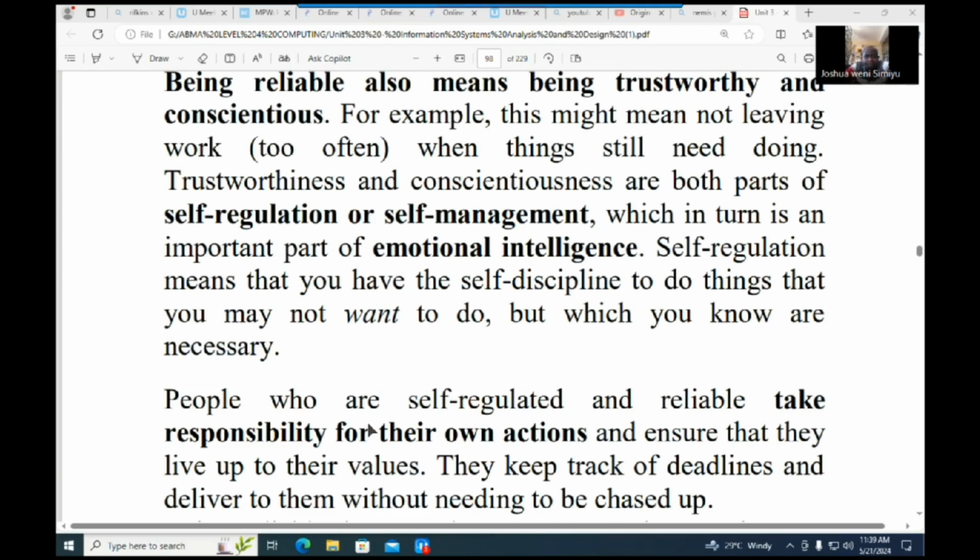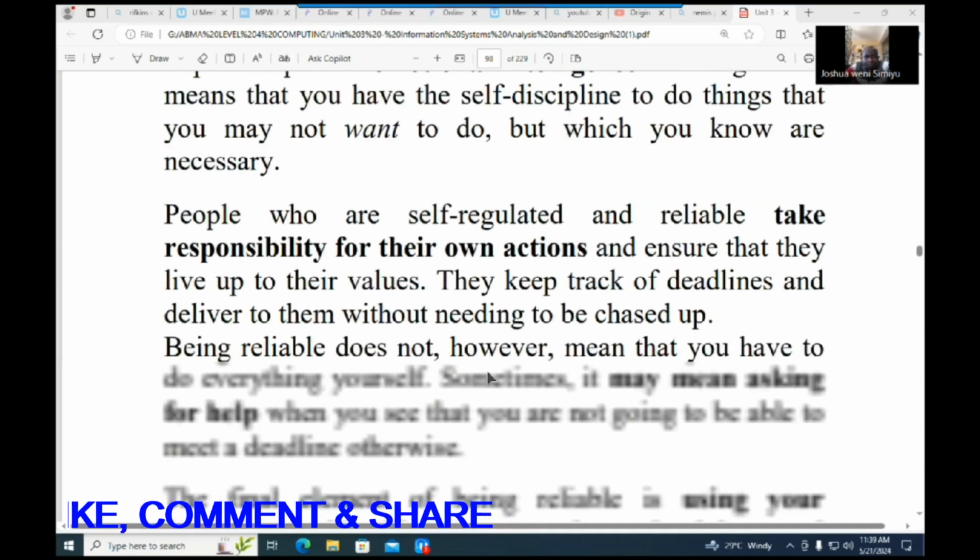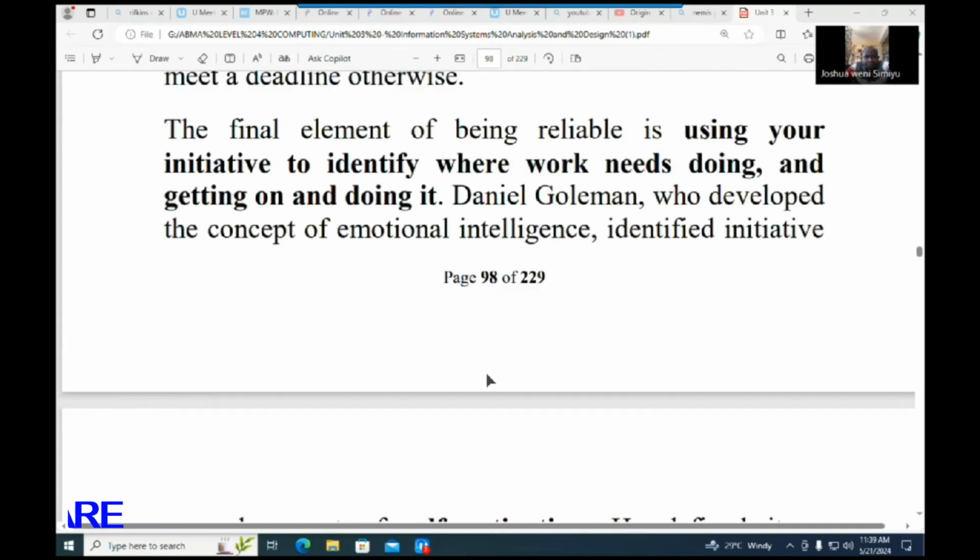A good person who is actually able to manage themselves is going to stay over and then travel later. So that is what it means by self-management. And the final element that we're going to look at in terms of being reliable is to make sure that you are using your initiative to identify where work is needed to be done, and then you go on and do it. You don't need to be a person who is always waiting for an instruction.